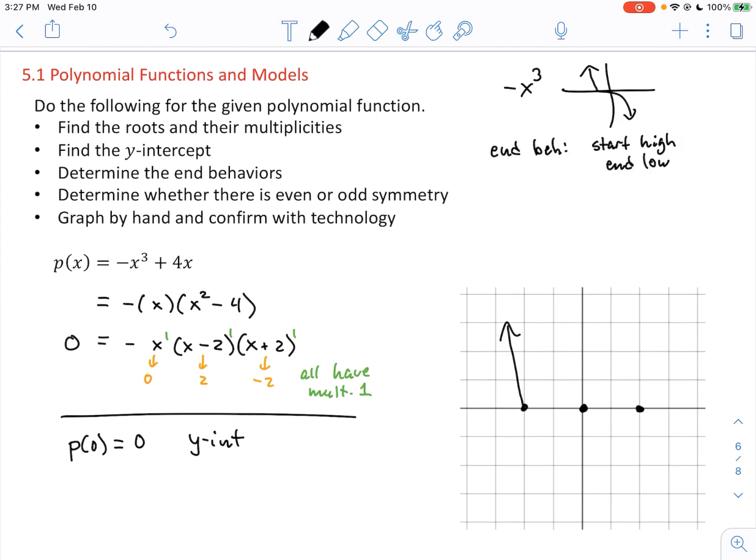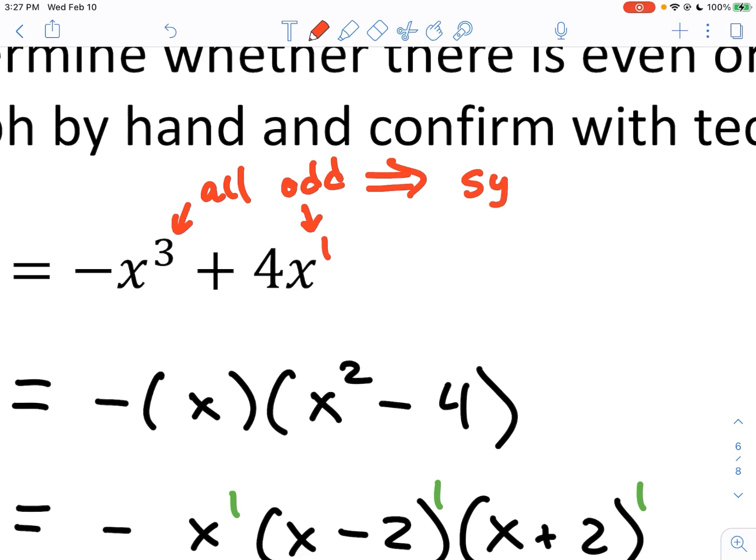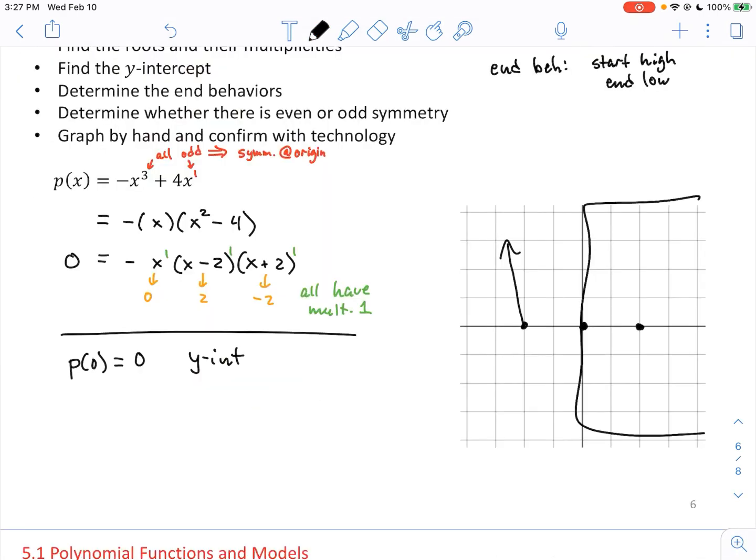And then whether there's even or odd symmetry, now we look at the general forms. Don't look at the factored form for doing symmetry. Look at the general form up here, and look at the powers. There's a 1 and a 3. These are the only powers on x. They're all odd. So this tells us that there's going to be a symmetry about the origin. That means that whatever I wind up drawing on this half of the graph, I should be able to rotate that 180 degrees and make it match on this half of the graph.